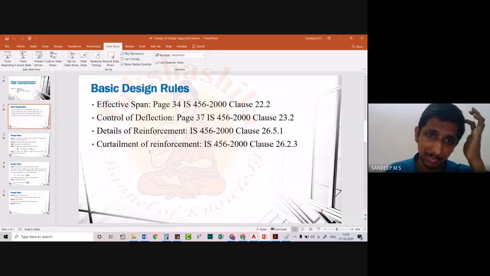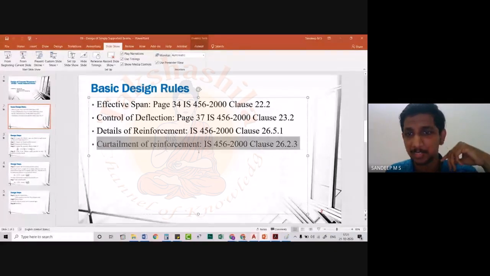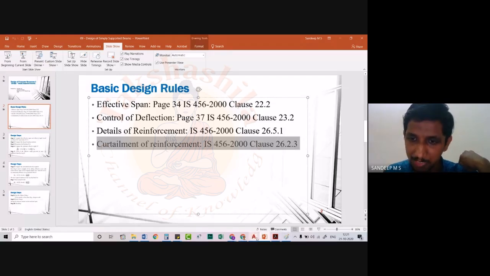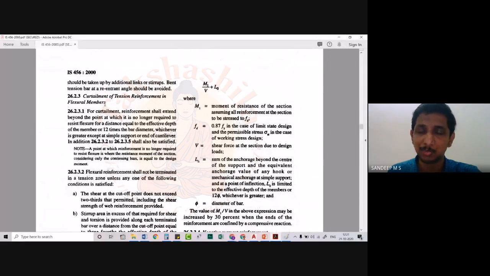And I have mentioned one more thing. I think you might have already gone through this because it was given as an assignment for you: the details regarding the curtailment of reinforcement, which are given in your IS 456 code itself, clause number 26.2.3. Let's see what we have there. Yes, if you see here, curtailment of tension reinforcement in flexural members, this is what I asked you to write. I don't think an explanation is necessary here because you have already gone through this as part of your assignment, right? So this is the area where you have details regarding curtailment.